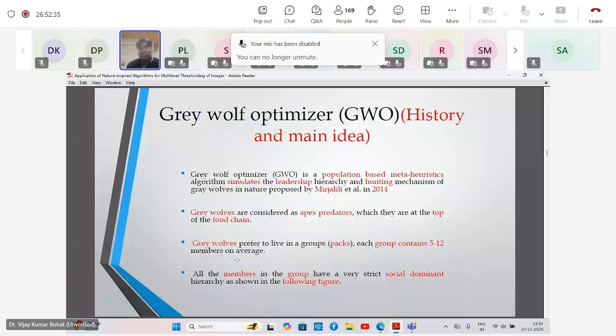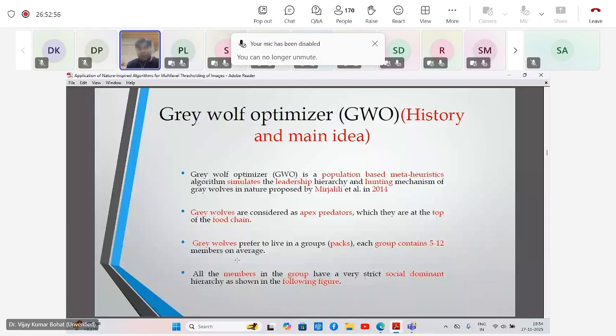Before discussing this algorithm, let me discuss why it is so popular and why people are using it. Currently in this world, there are more than 500 or 1,000 nature-inspired algorithms, and daily in every journal people are communicating papers and getting their own nature-inspired phenomena published.